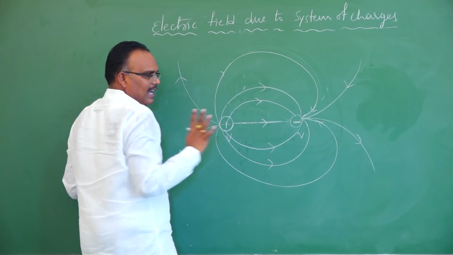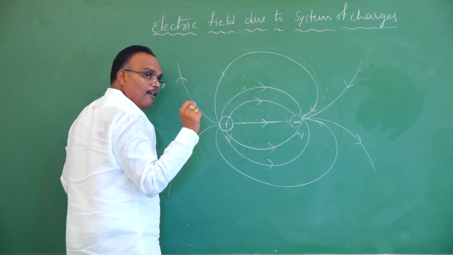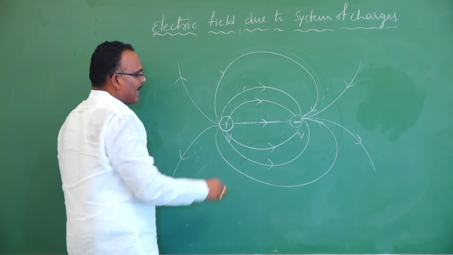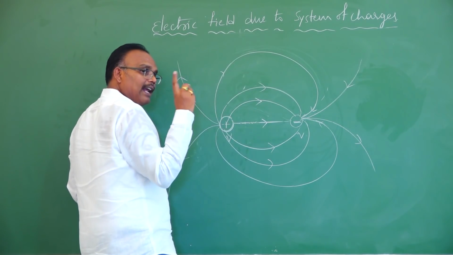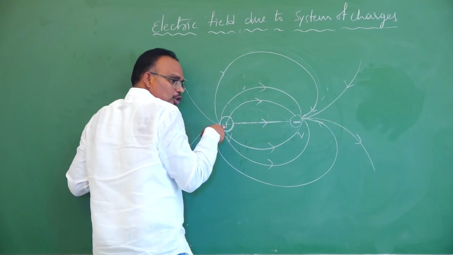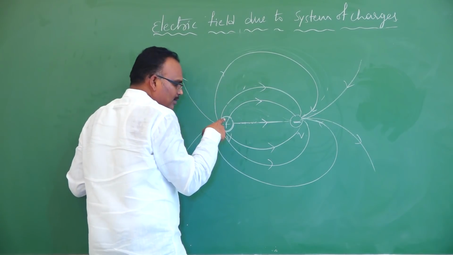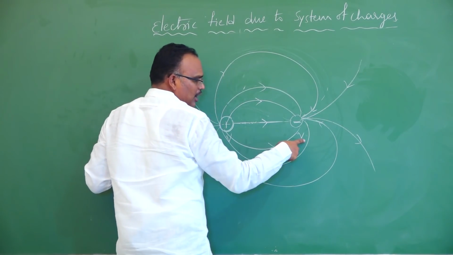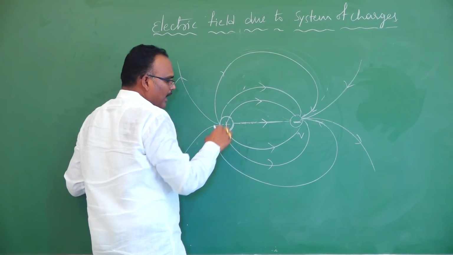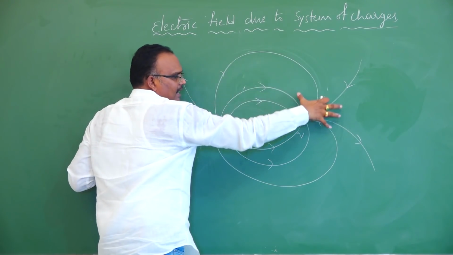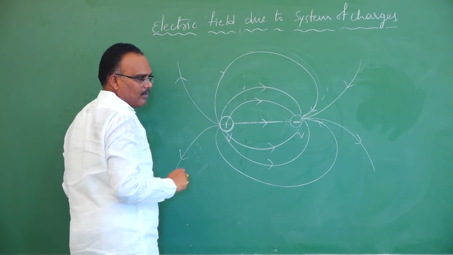So, this infers that the number of field lines produced by any charge is directly proportional to its magnitude. Here the magnitude is equal. That's why it produced 9 field lines, and 9 field lines end here.